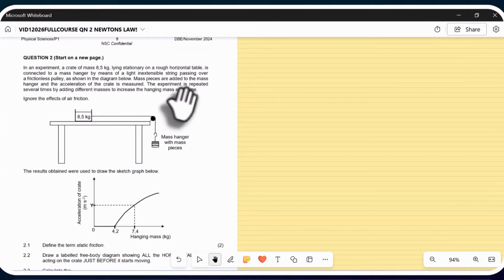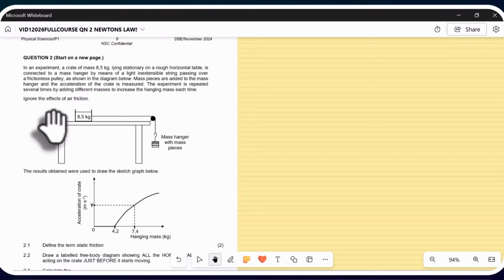Now this question says that in an experiment, a crate of mass 8.5 kg lying stationary on a rough horizontal table is connected to a mass hanger by means of a light inextensible string passing over a frictionless pulley, as shown in the diagram below. The mass pieces are added to the mass hanger and the acceleration of the crate is measured. The experiment is repeated several times by adding different masses to increase the hanging mass each time. Ignore the effects of air friction.